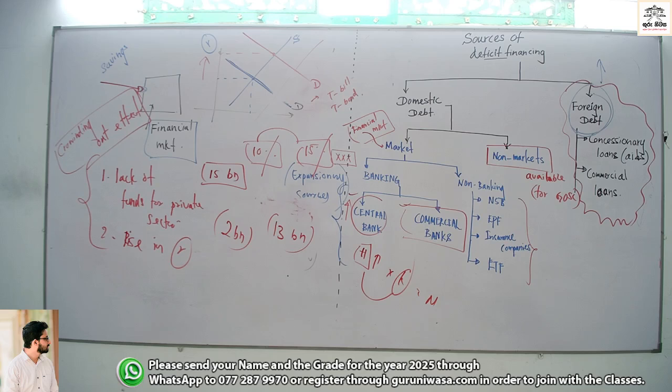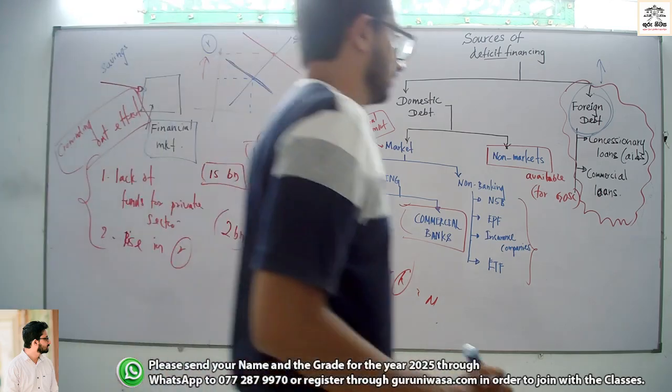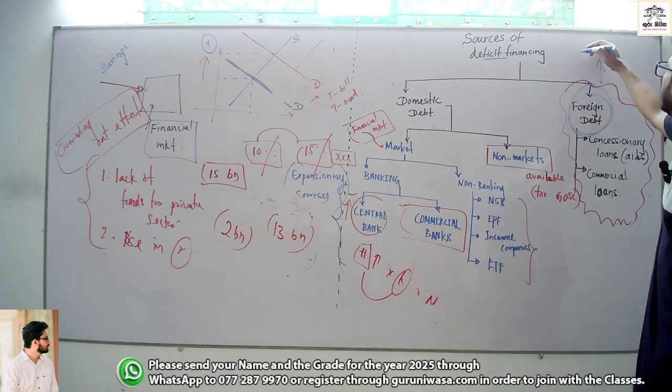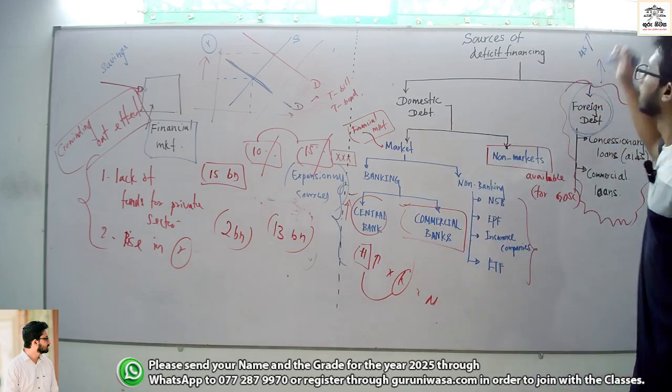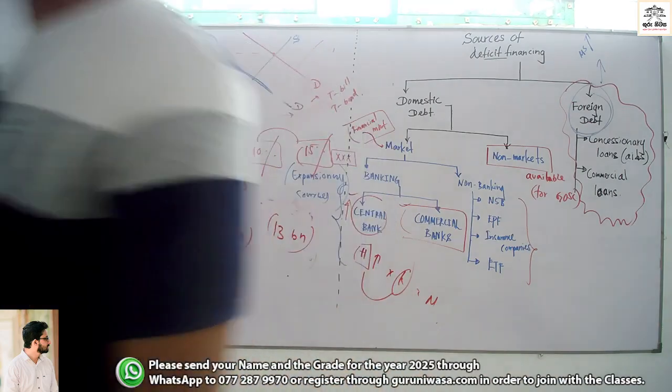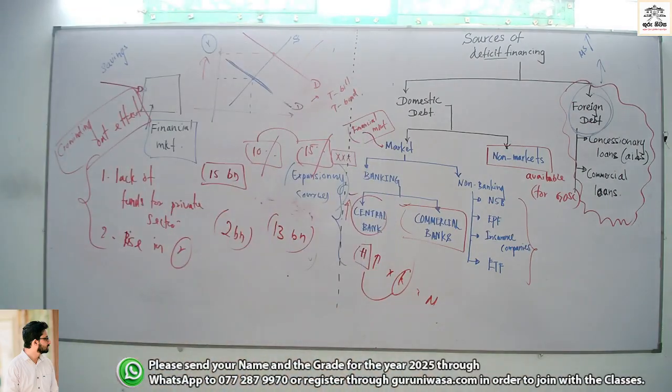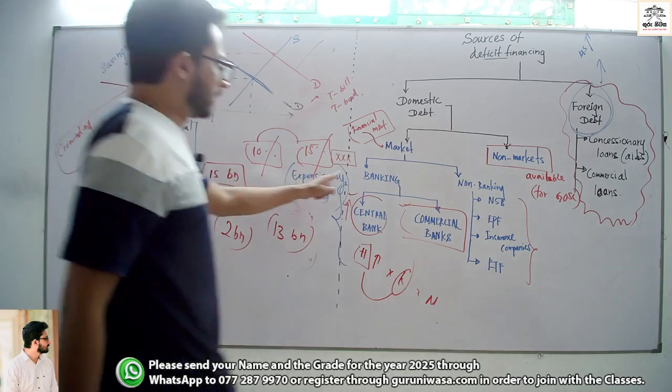Remember, even though we borrow funds from foreign sources, finally our money supply tends to increase. It's likely to increase. Are you okay with this? Remember, banking sources are really inflationary.